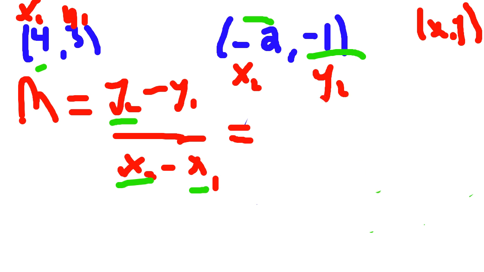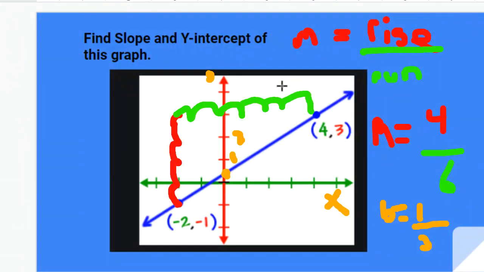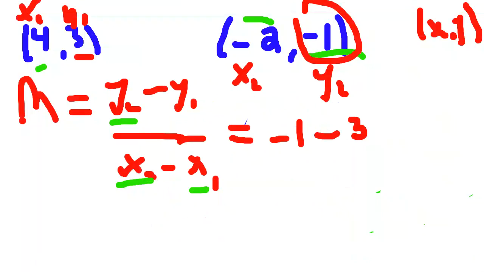Yes, I'm human and teachers make mistakes too. So disregard everything that I just said. With that being said, y2 is right here, -1. -1 minus y1, which is 3. I knew what the answer should have been. The answer should be 2/3 because it is the exact same points, so that's how I knew I messed something up. So that's right.